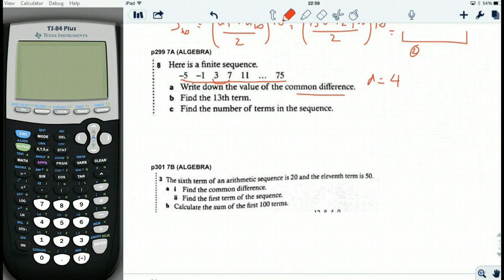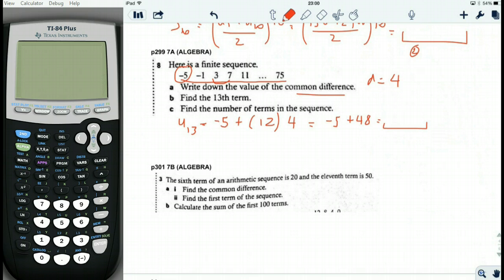Find the 13th term. Okay, so we're going to use the formula U13 equals U1 plus n minus 1, which is going to be 12, because 13 is n, and multiply times d, which is 4. U1 we already know is -5, right? Okay, so we have everything. We have -5 plus 48, okay? All right, that will give you the answer there.